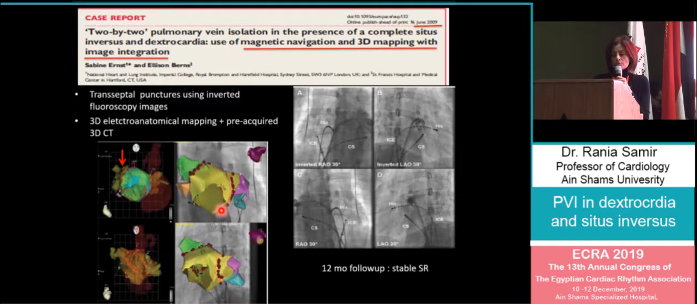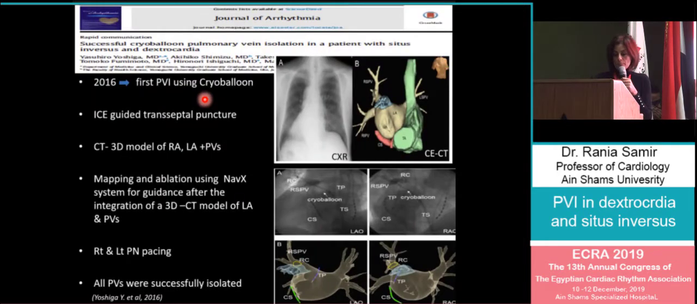And also they used pre-acquired 3D reconstructed CT images of the left atrium as well as the pulmonary veins to help them understand the anatomy and for easy navigation of the catheters inside the left atrium, and it makes the mapping and ablation and creation of the circumferential pulmonary vein isolation easier. And it was a very successful procedure, and it didn't take long. There were no complications, and there was no recurrence after 12 months of follow-up.